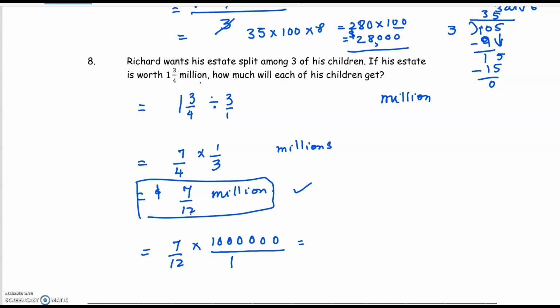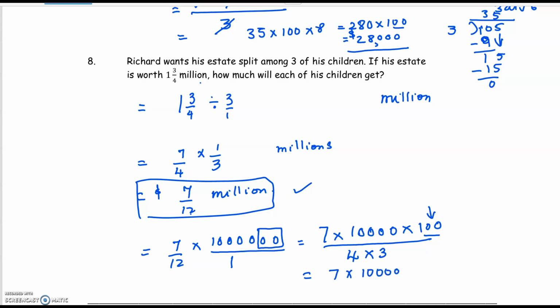So $1 million, let's get rid of 2 zeros. 7 times 100. That's where the 2 zeros went. We got rid of the 2 zeros from the million, but that's the same as multiplying it with 100. And we have 4 times 3. Now let's see, 7 times 10,000 times 4 times 25 is 100. 4 quarters make 100, divided by 4 times 3, the quantity.